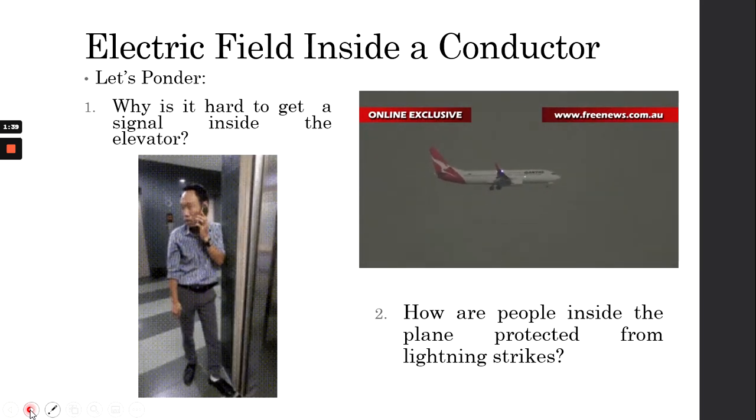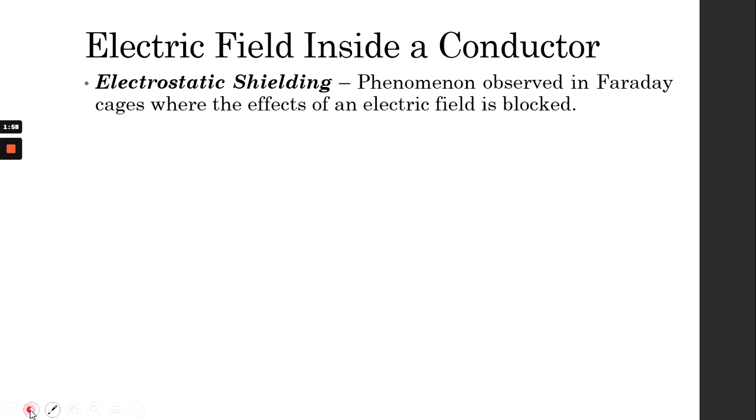The same phenomenon can be thought of for cars. When you are driving through a storm and there are some lightning strikes, how is it possible for the person driving the car to be protected from these lightning strikes despite having a metal car? So how is that possible? Well, it's a phenomenon called electrostatic shielding, first observed by Michael Faraday when he created what we call the Faraday cages.